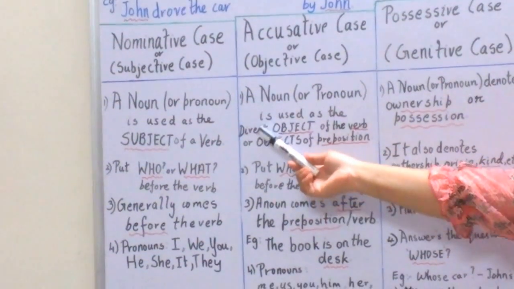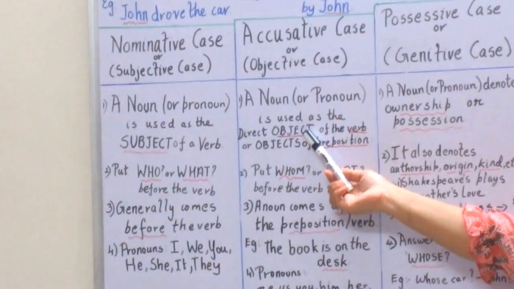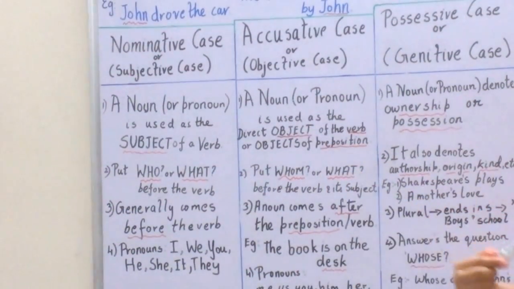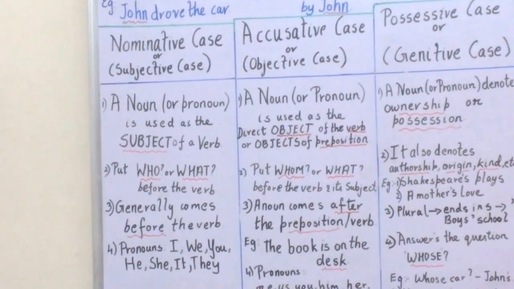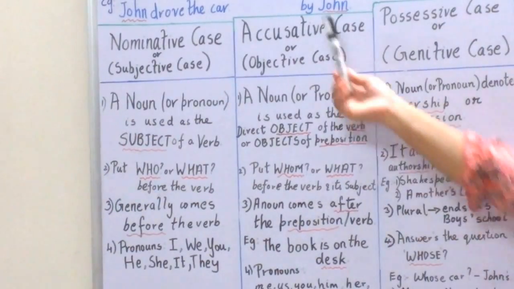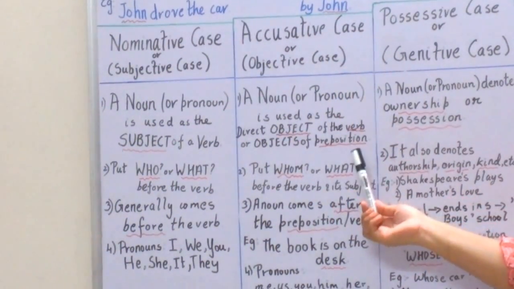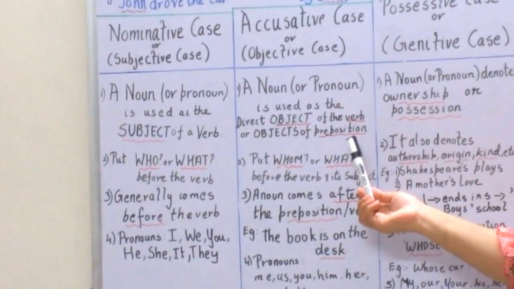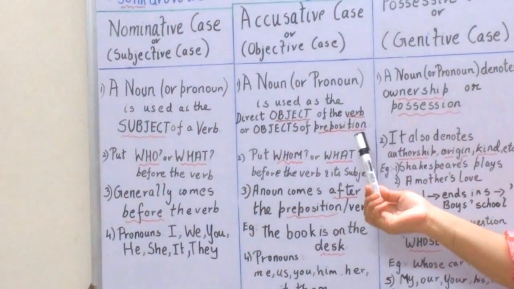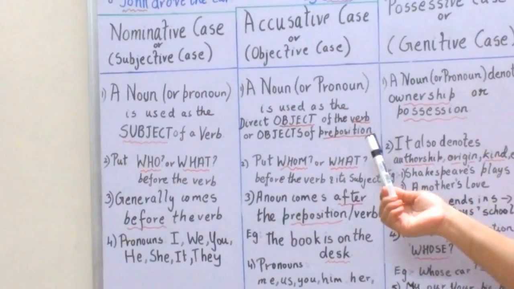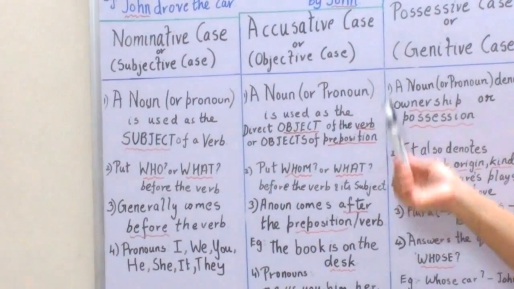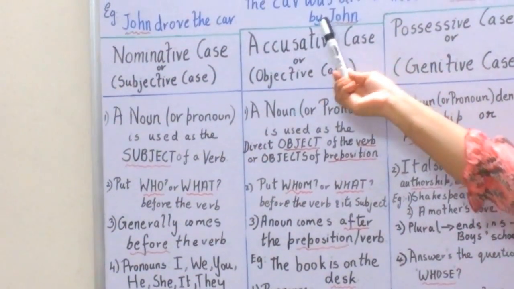It is a person or thing to which something is done. Now let us know what direct objects are. Direct objects receive the action of the verb, like we have the direct object here, John. Now what are objects of preposition? Always remember that an object of a preposition follows a preposition and completes its meaning. Like here the meaning is complete: The car was driven by John.